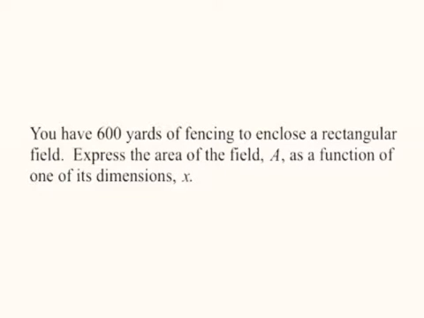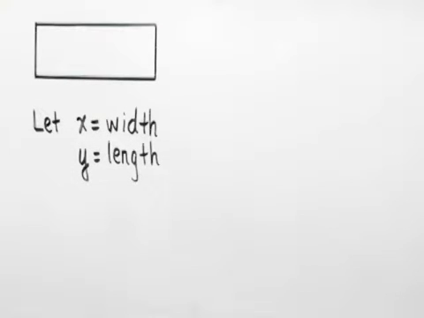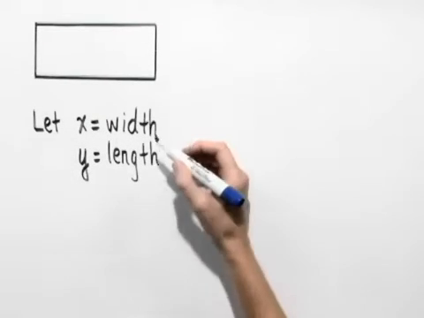You have 600 yards of fencing to enclose a rectangular field. Express the area of the field A as a function of one of its dimensions, x. So I'd like to break this problem down into parts.